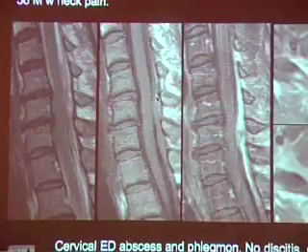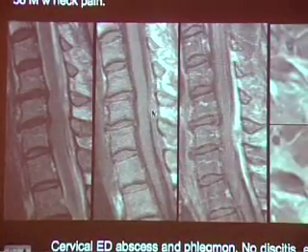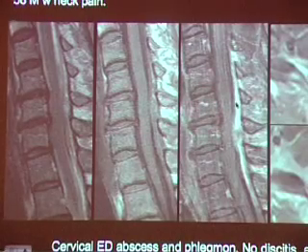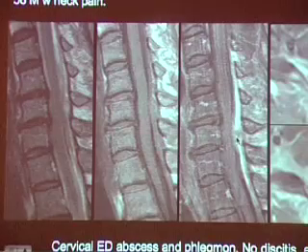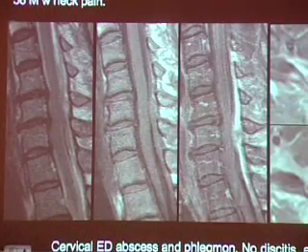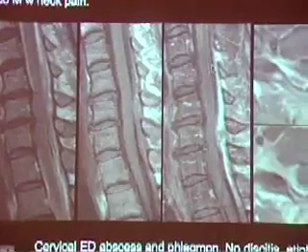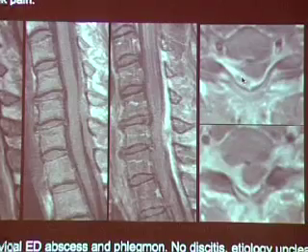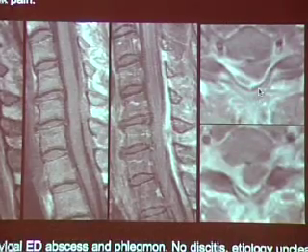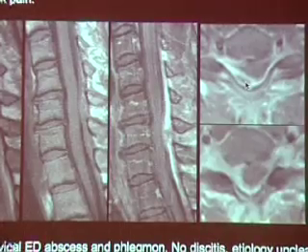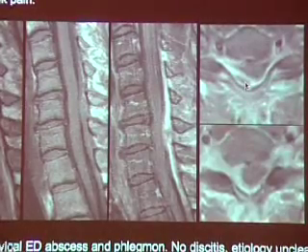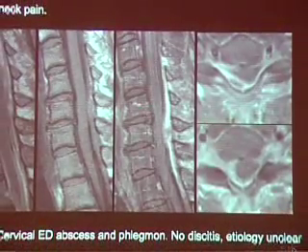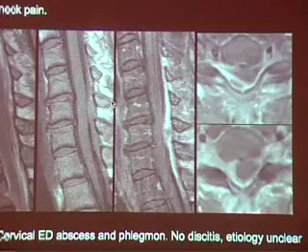Sagittal T1 weighted image, we see this abnormal intermediate signal intensity material within the dorsal epidural space. And post-gadolinium, we have this long segment, fairly homogeneous enhancement, but there's one little focal area of non-enhancement. Could this be something infiltrative, like lymphoma in the epidural space? Yeah, but that little focal area of non-enhancement would be a little bit odd. And it turned out that the patient hadn't been feeling well for a few weeks. He had some low-grade fevers, and this turned out to be cervical epidural abscess and phlegmon. He had no discitis, and the etiology remained unclear.